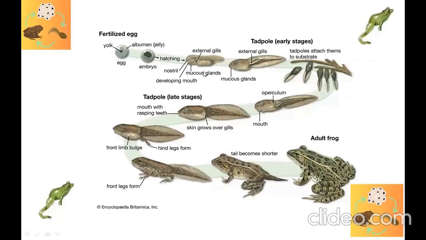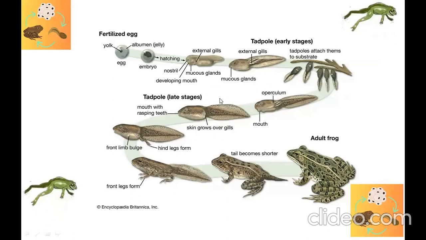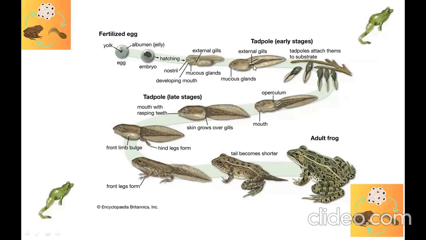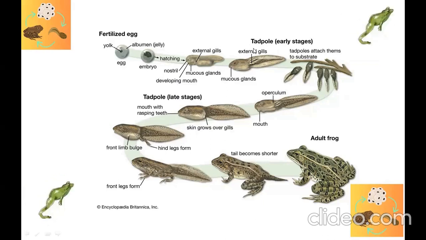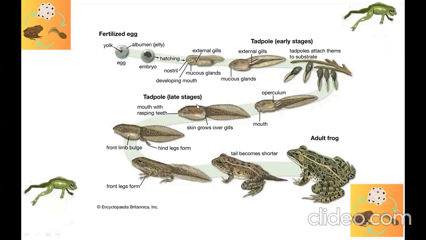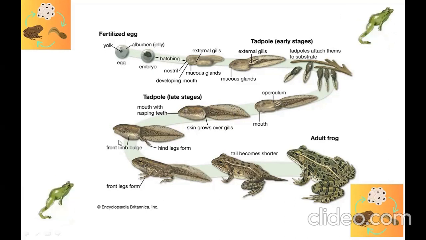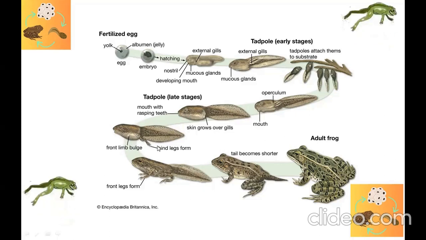And this picture shows how the early tadpole changes to the later stage of the tadpole, where many features are getting included. In the early stage, we have the external gills. With the help of the external gills, they breathe, and then they move on to the later stage of the tadpole, where the front limb region is getting bulged and the hind limb is formed.